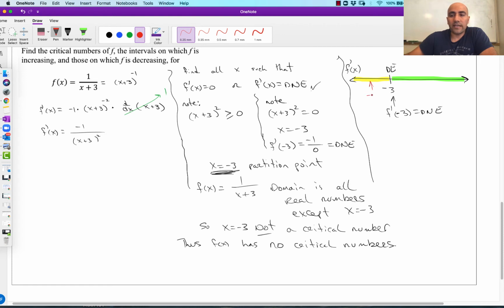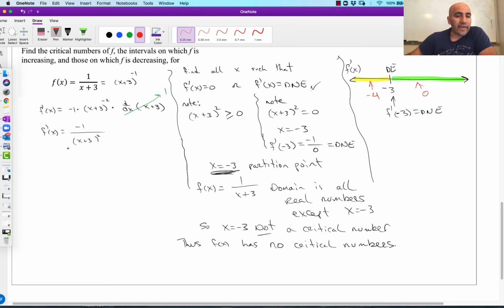You can pick, say, -4. We can pick -4, for example. And over here, well, why not pick a nice convenient value? Could be -1, -2. How about 0? 0 is a nice convenient value. And we plug them into our derivative as a test value. And remember, all we really care about is whether the derivative is going to be positive or negative.